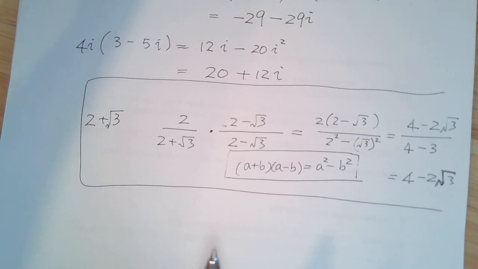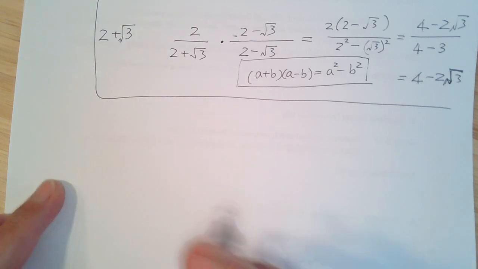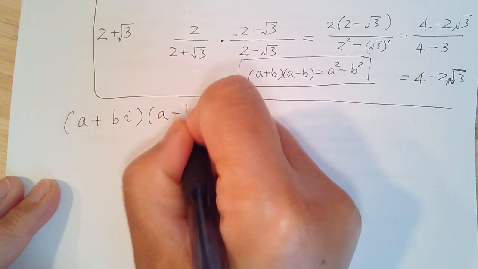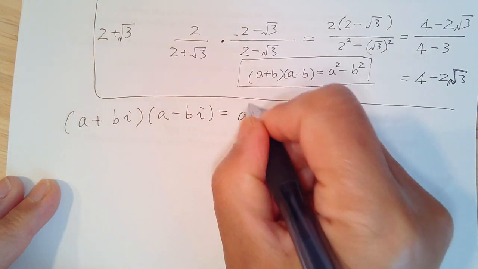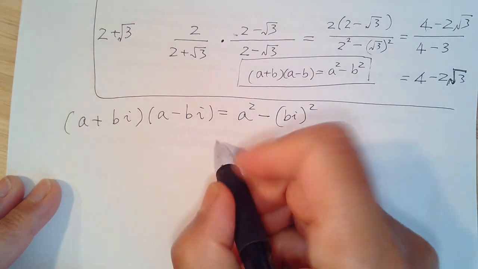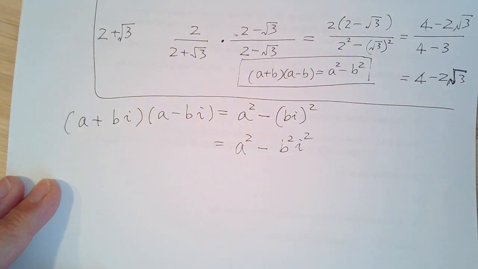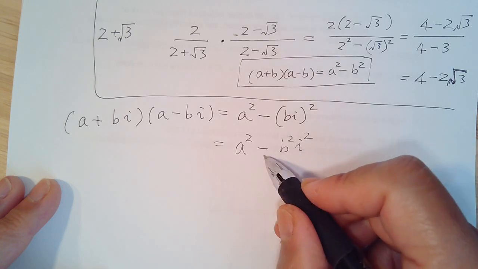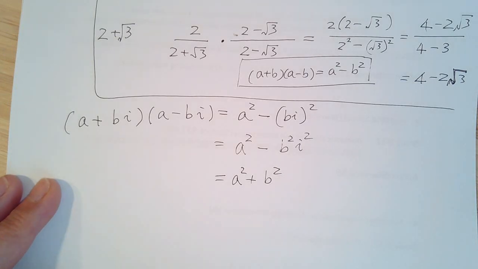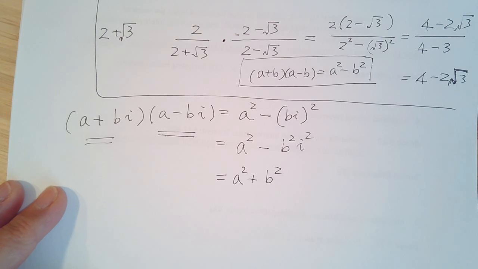But for a complex number like a plus bi, its conjugate will be a minus bi. Why? Because if you multiply a plus bi by a minus bi, it's going to be a squared minus b squared i squared. Same formula. Do you remember this i squared is negative 1? So what it will do is change the sign here. That will be a squared plus b squared. See, no i. You only have the real number. So that's why a minus bi is called the complex conjugate of a plus bi.